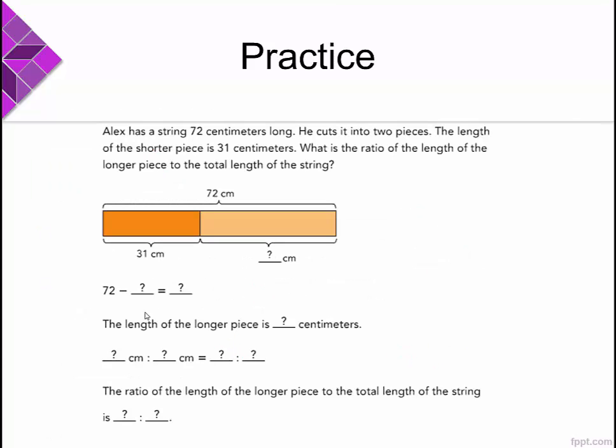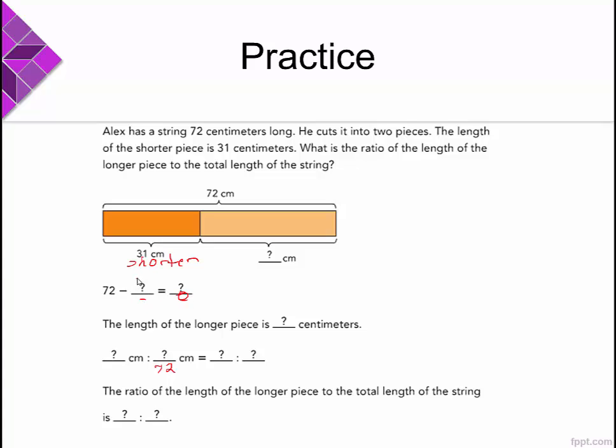A string is 72 centimeters long. He cuts it into two pieces. The length of the shorter piece, this is the shorter one, is 31 centimeters. What is the ratio of the length of the longer piece to the total length of the string? So the total is 72. I need to find what is here, right here.